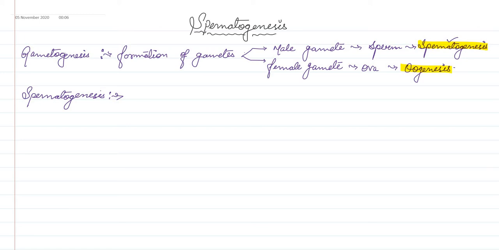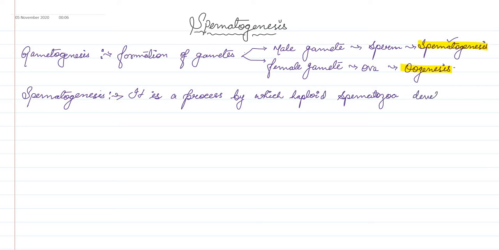So, what is spermatogenesis? It is a process by which haploid spermatozoa develop from germ cells in the seminiferous tubule.